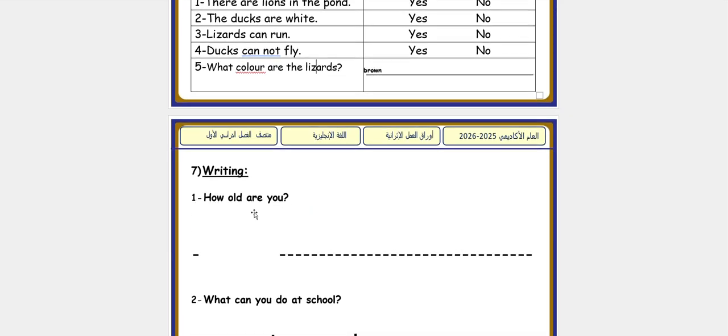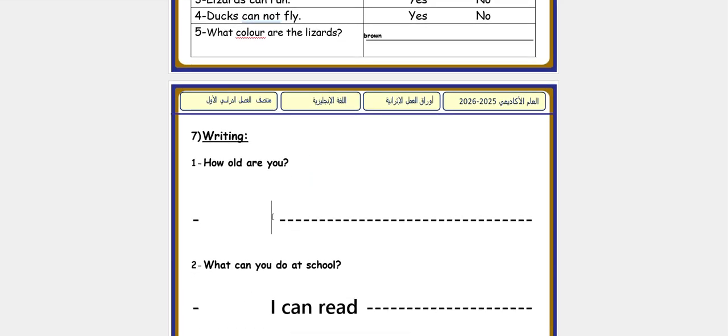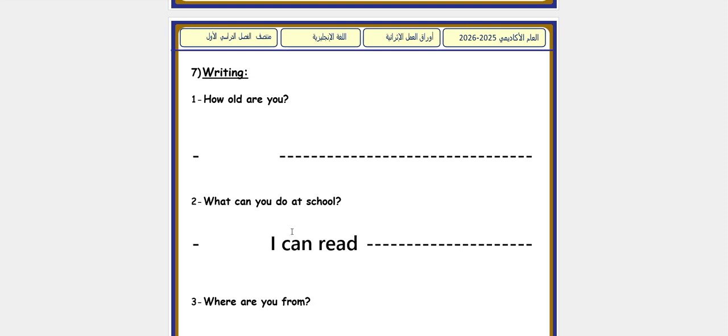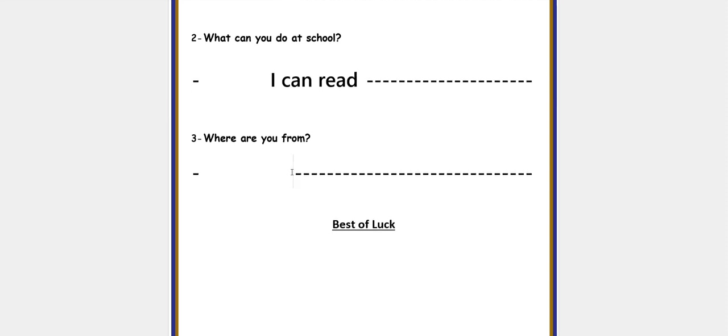Okay, how old are you? You can write here how old you are. For example, you are 7 years old or 8 or 6, etc. What can you do at school? You can write what you want here. For example, if you can read, you can write here, I can read. Where are you from? I am from Qatar.